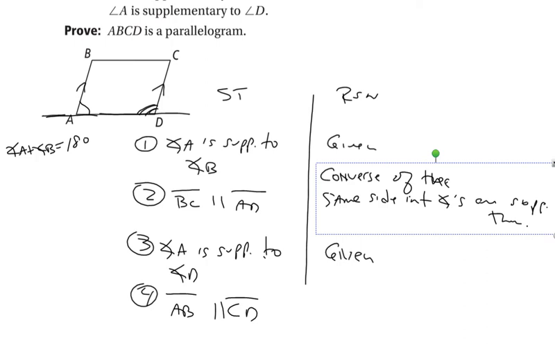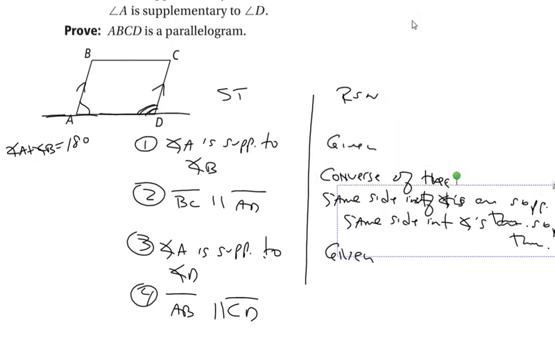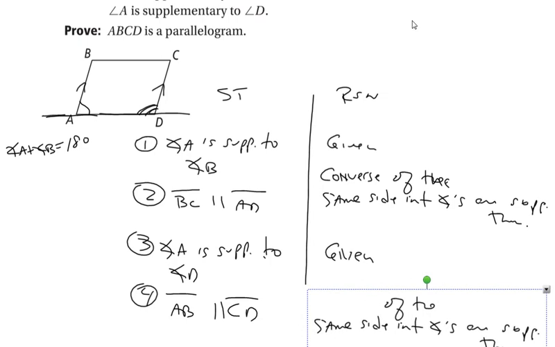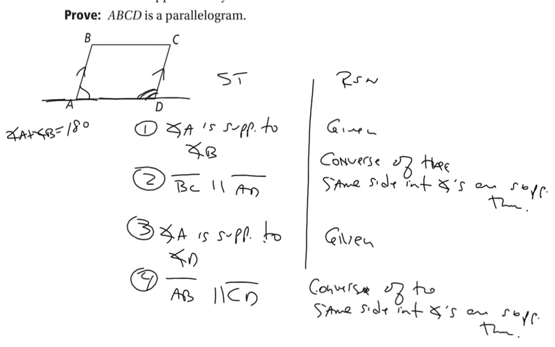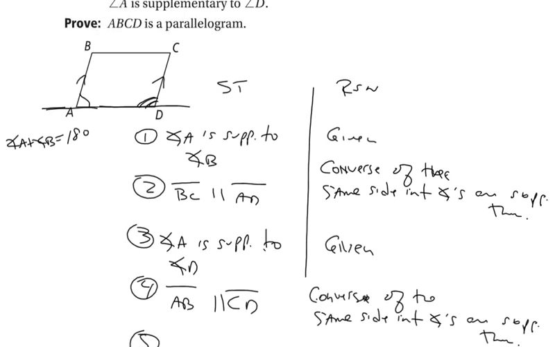So I can say that line segment AB is parallel to line segment CD for the same reason as I have here. And what I'm going to do, out of sheer laziness, I must confess, I'm going to clone this. I'm going to move it down here. And I'm just going to add what I'm missing here. So the converse of the same side interior angles are supplementary theorem. You can also just say same side interior angles are supplementary. Perfectly fine.